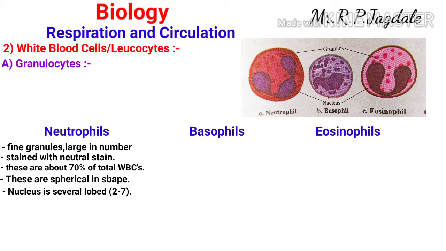The nucleus is several lobed. You can see 2-3 lobes here, but more than that, about 2 to 7 lobes may be there in their nucleus. That is the characteristic feature to identify the neutrophils. They are spherical, the nucleus is several lobed, they are stained with the neutral stain, and they have fine granules, large in number.